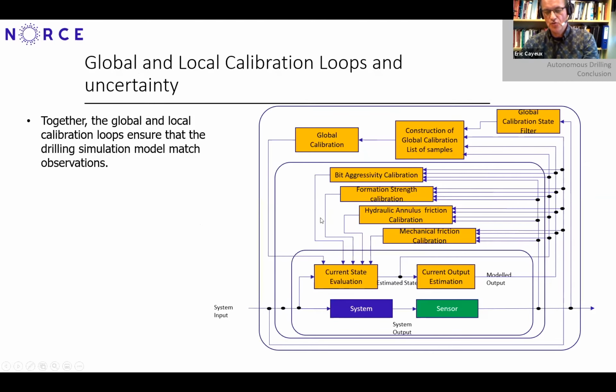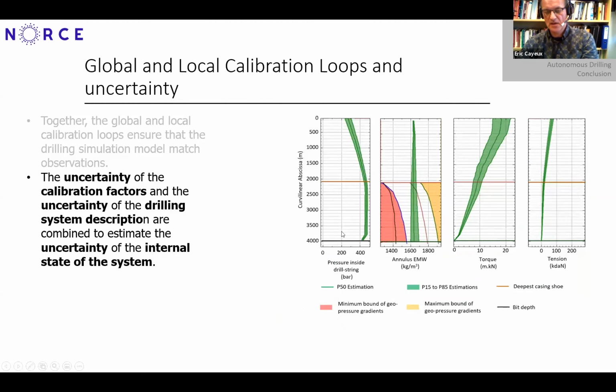These are nested loops which are calibrating those time-variable, ill-defined parameters, like the bit aggressivity, the formation strength, the hydraulic continuous friction, and mechanical friction. And these also enter into the current state estimation, which feeds back into this. Now, when we've got that, we get an estimation of the state of the system which is not only one single line, but actually a probability distribution of those different lines.